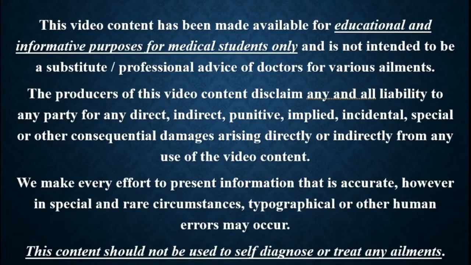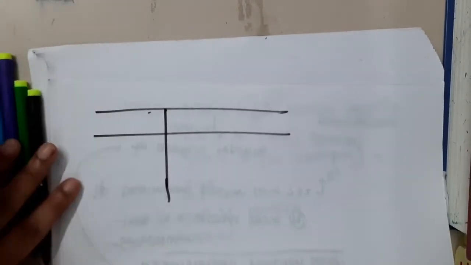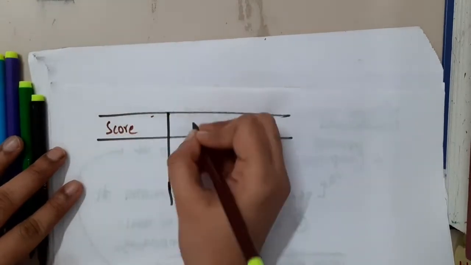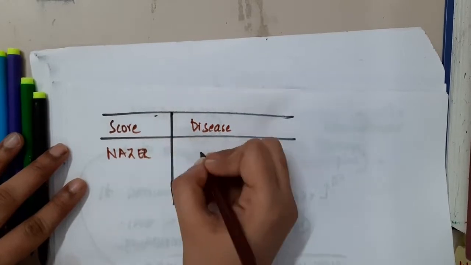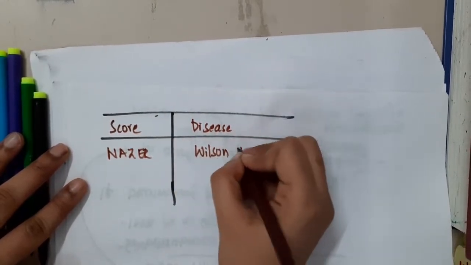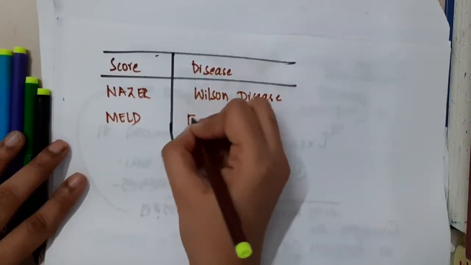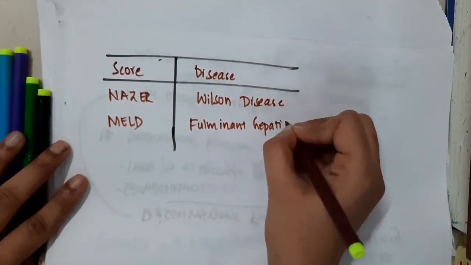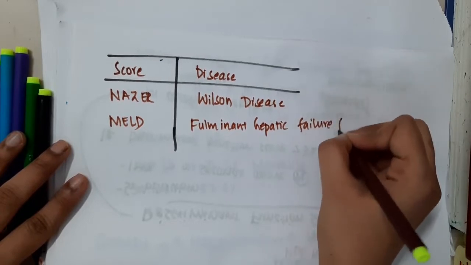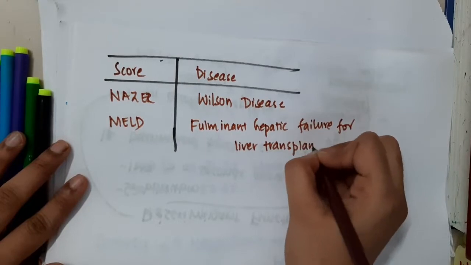In this lecture, we will learn about scores and the diseases they are used for. Let me give you a table with scores and the disease. Nasser score is for Wilson's disease. MELD score is for fulminant hepatic failure for liver transplantation.